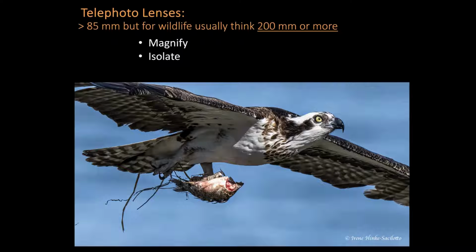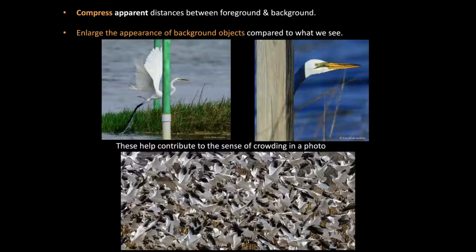Telephoto lenses, we usually think of about 200 millimeter focal length or more for animal photography. They magnify, number one, and they isolate, but they do some other things. They compress apparent distances between foreground and background, and they enlarge the appearance of the background object compared to what we see. So they help contribute to the sense of crowding in a photograph.